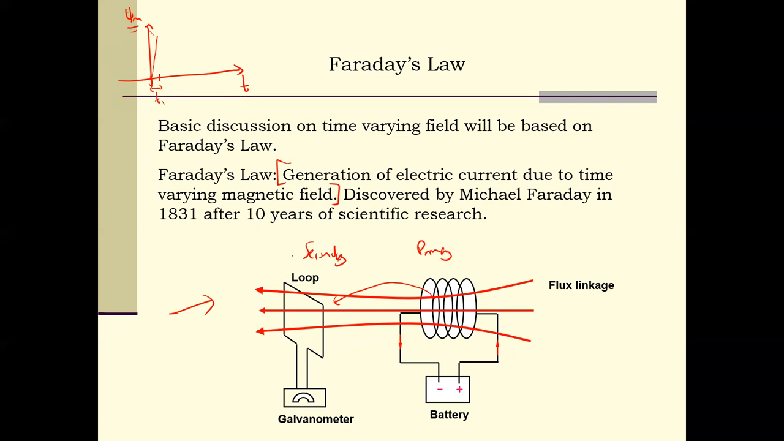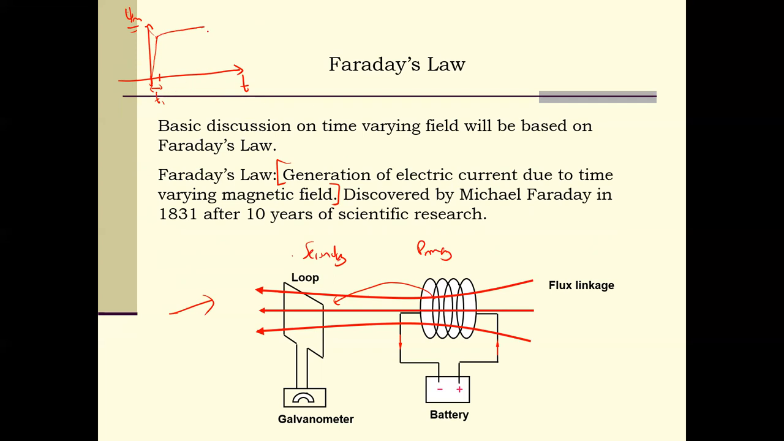So these are the observations that can be deduced from these findings. It's a very short time. We have a ramp of the flux from zero to a certain amount, and afterwards, because the battery is a DC battery, the flux will be stabilized.